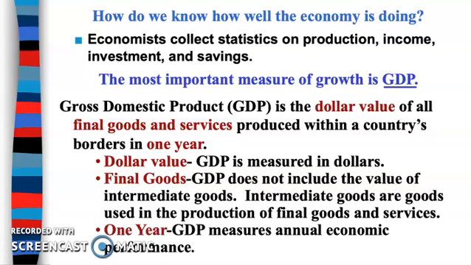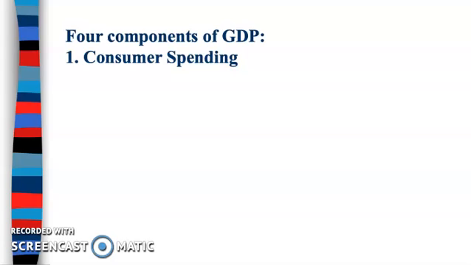Finally, GDP is calculated on a yearly basis, so the annual economic performance of a country. Now, generally speaking, GDP is made up of 4 parts, and there are 4 components to GDP. And they are, first of all, consumer spending. And that's what you and me spend whenever we go out.